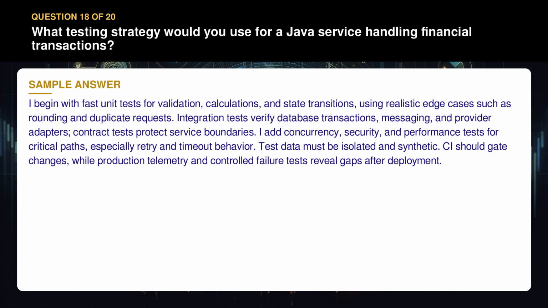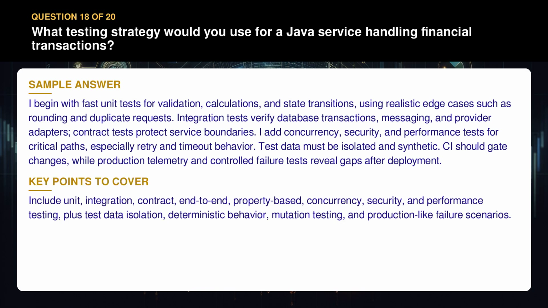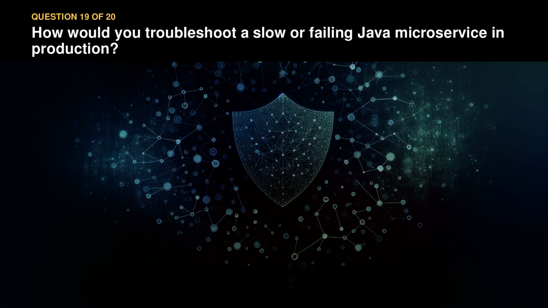I add concurrency, security, and performance tests for critical paths, especially retry and timeout behavior. Test data must be isolated and synthetic. CI should gate changes, while production telemetry and controlled failure tests reveal gaps after deployment. Include unit, integration, contract, end-to-end, property-based, concurrency, security, and performance testing, plus test data isolation, deterministic behavior, mutation testing, and production-like failure scenarios.